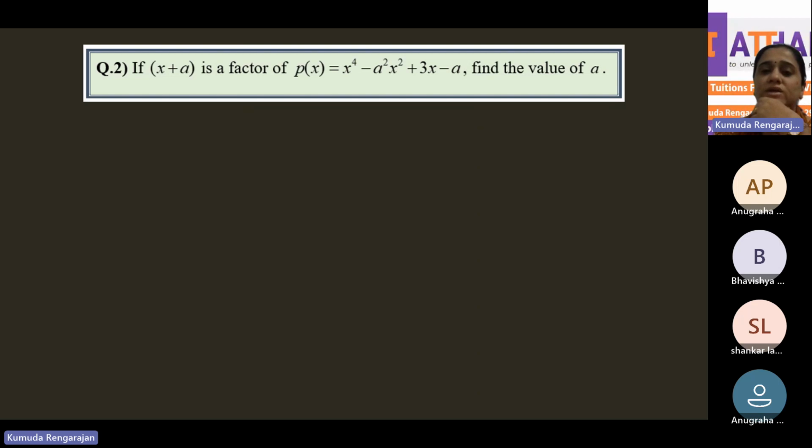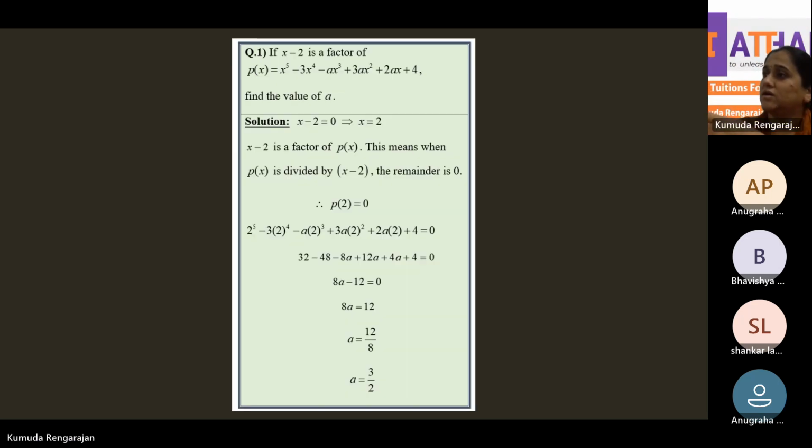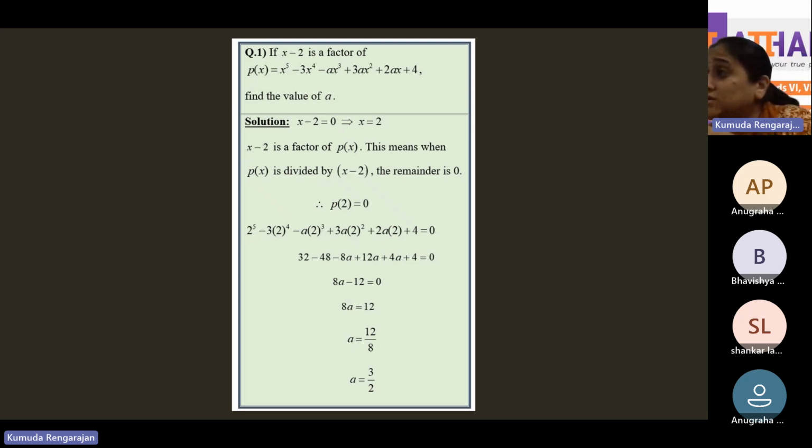So try it and then I'll show you the answer. Laksha, the earlier one, did you write the correct answer? The earlier one? You didn't? No problem, but you completed this one? Okay.